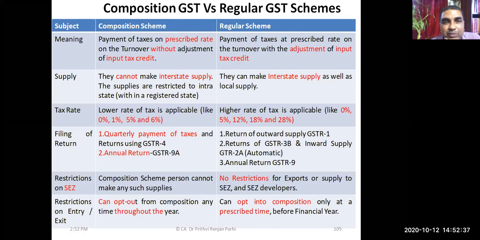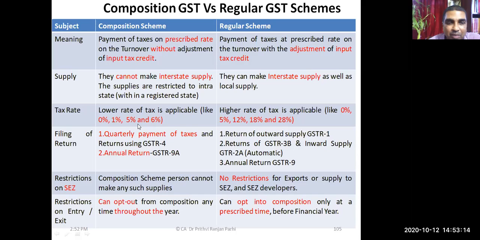And this chart also we have seen. Earlier we have compared this chart between composition scheme and regular scheme. Under composition scheme, a prescribed rate is there. On that rate, tax has to be paid without adjusting input tax credit. And under regular scheme, adjustment has to be made for ITC. Input tax credit has to be adjusted and the differential tax has to be paid. And as you say, composition scheme dealer cannot make any interstate supply, but regular scheme dealer can make interstate supply.